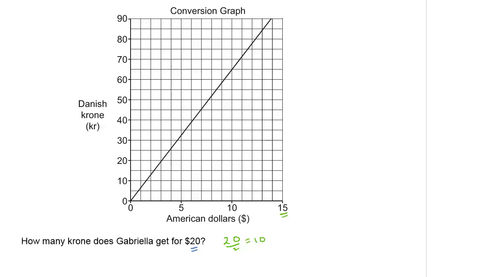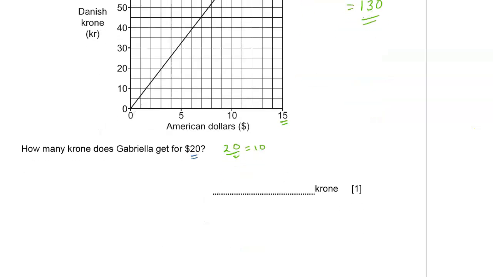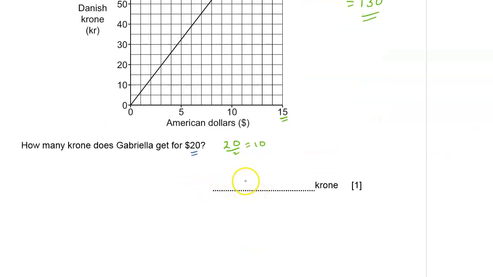And so $10 is equivalent to 65 krons. And therefore, $20 will be twice that, equivalent to 65 times 2, which will give me 130 Danish kron. So Gabriella gets 130 Danish krons for her 20 American dollars. So the answer is 130.